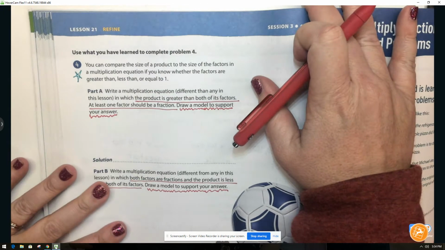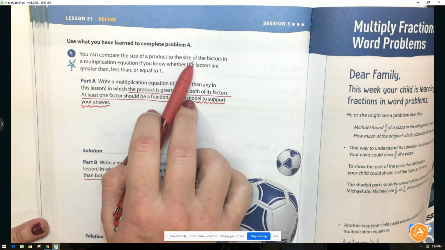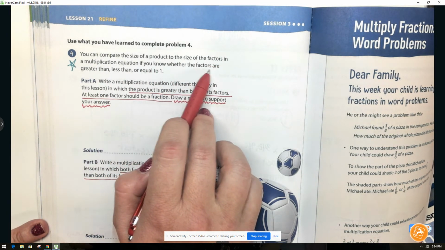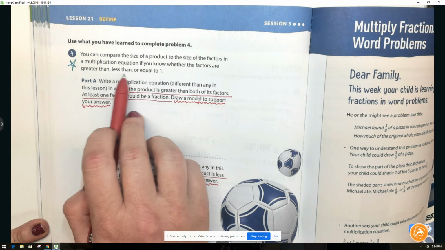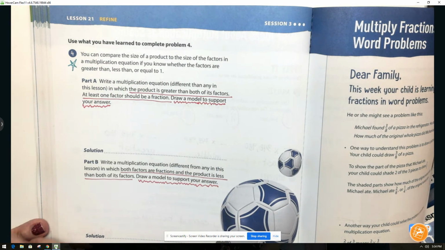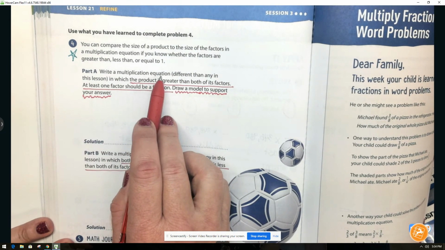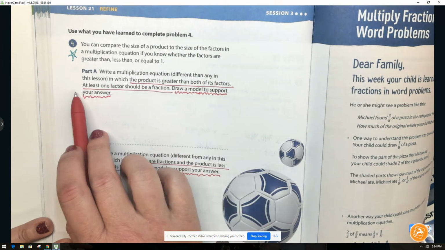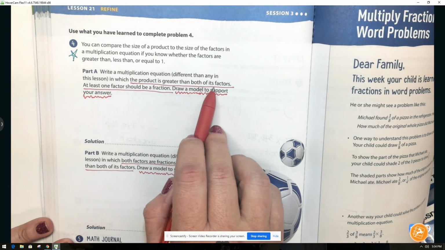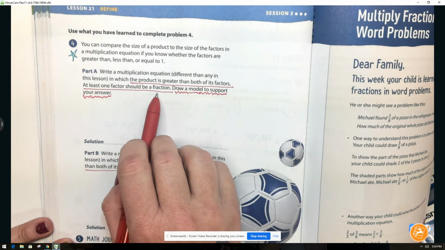Number 4. You can compare the size of a product to the size of its factors in a multiplication equation if you know whether the factors are greater than, less than, or equal to 1. So I really want you to remember that. That's why I put that star there. We're going to write a multiplication equation, one that's different than any in this lesson, in which the product is greater than both of its factors. At least one factor should be a fraction.